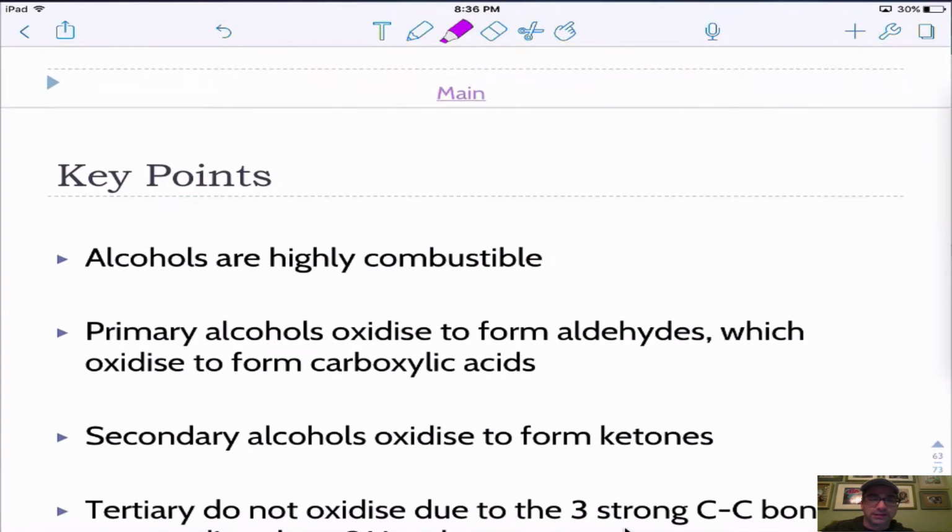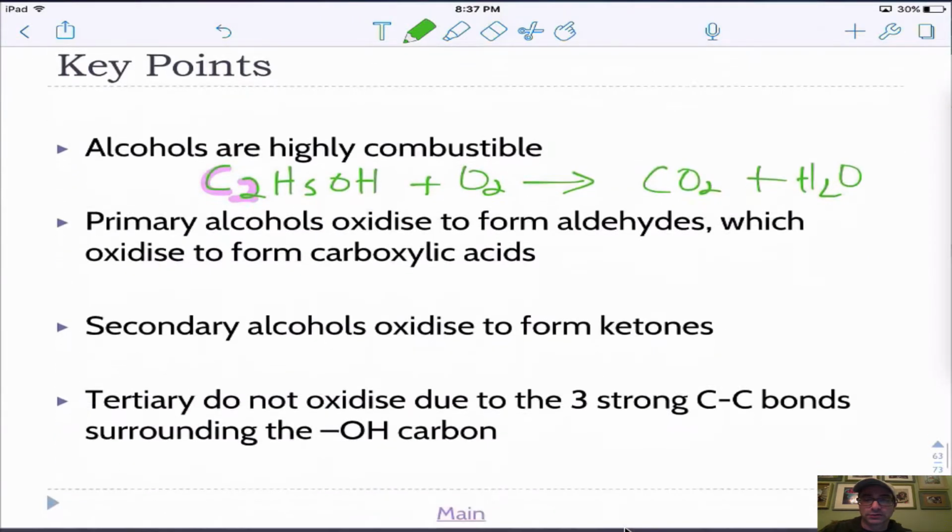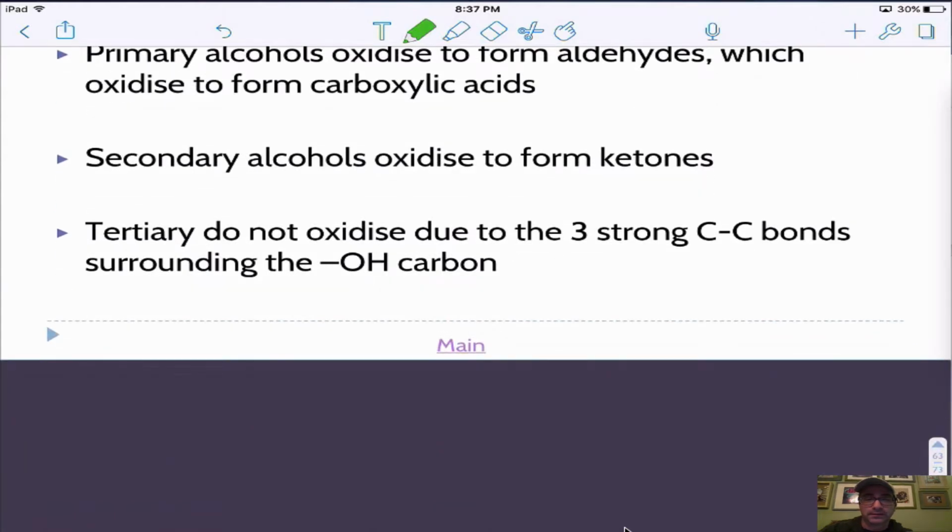Alcohols will combust, and remember, when we combust them, with an alcohol like C2H5OH, you add O2 and form CO2 and H2O. If you have a primary alcohol, it will oxidize to an aldehyde, and then it can further oxidize to a carboxylic acid. If you have a secondary alcohol, it'll oxidize to a ketone, but it won't oxidize further than that. And if you have a tertiary alcohol, there won't be any oxidation occurring.